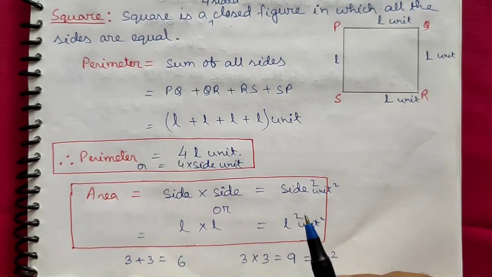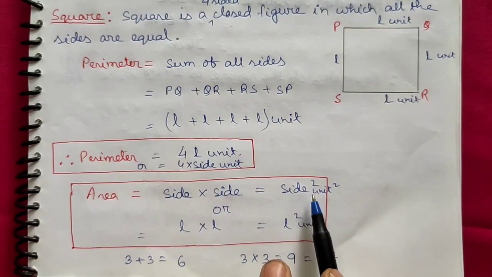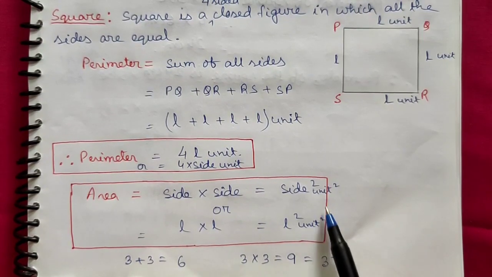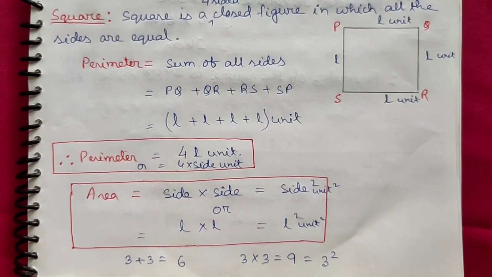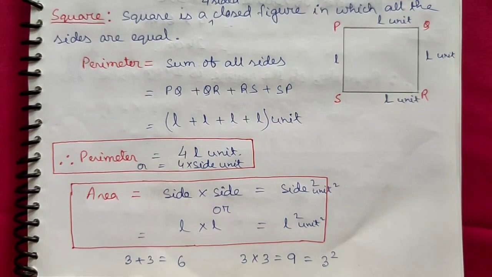Now can anyone say why I have written unit square here, but in perimeter I have not written unit square? Because here, suppose each side is 1 unit and we have multiplied the sides. So we have written side square, and since along with the multiplication of the sides, the units are also multiplied, it will be unit square. But in perimeter we have found the sum of the sides, so we can't write unit square. For example, 3 plus 3 is how much? 6. And 3 into 3 is what? 9. So we can write 9 as 3 square, but we can't write 6 as 3 square. I think all of you are clear up to this.